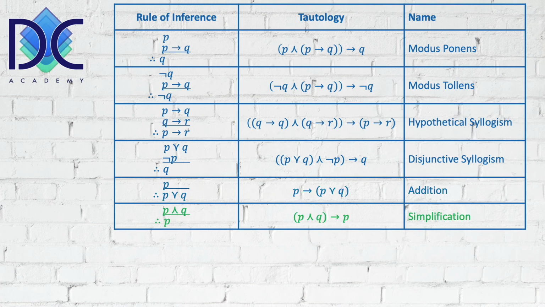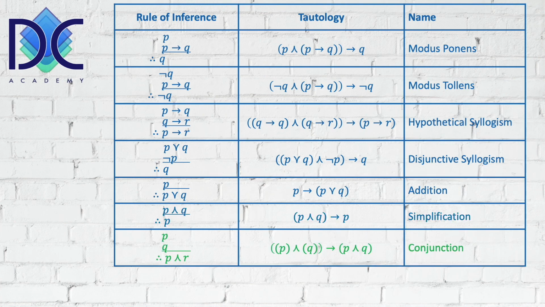The next one we have is the simplification. So we have P and Q, therefore P. We say that the tautology in this case is P and Q imply P. We have the conjunction where we have P and Q, therefore P and Q. And we have this as the tautology where we have the propositions P and Q imply that P and Q.